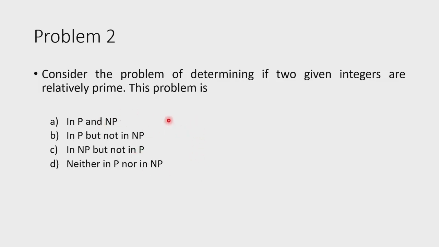Can someone tell me which of the following is correct, or should we go over these option by option? I think the answer is A, because GCD can be computed in polynomial time, and since it is in P, it is in NP as well. It's in P, and therefore it is also in NP because P is contained in NP.